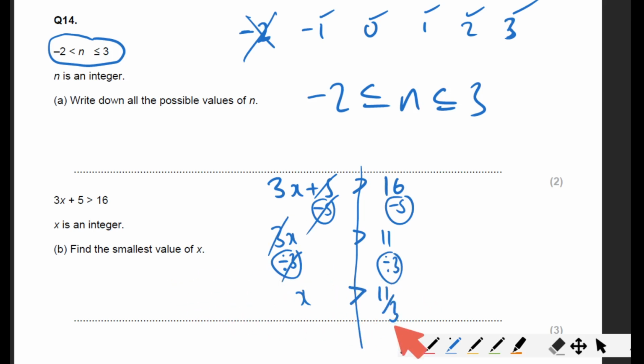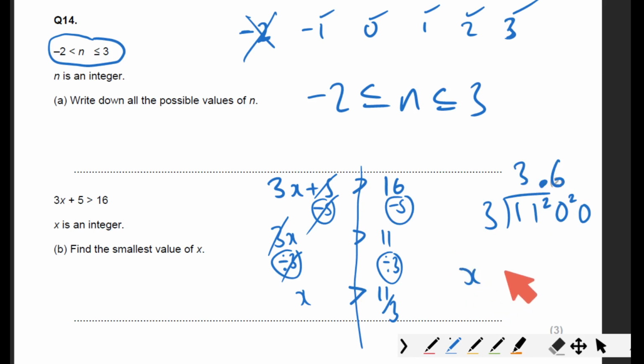I need to know what 11 divided by 3 is. I'm just going to try this without a calculator. 11 divided by 3. 3 into 11 goes 3 times. 3 times 3 is 9, remainder 2. 3 into 20 goes 6 times, remainder 2, and so on. We don't need to carry on with this. We get 3.6. X has to be bigger than 3.6.